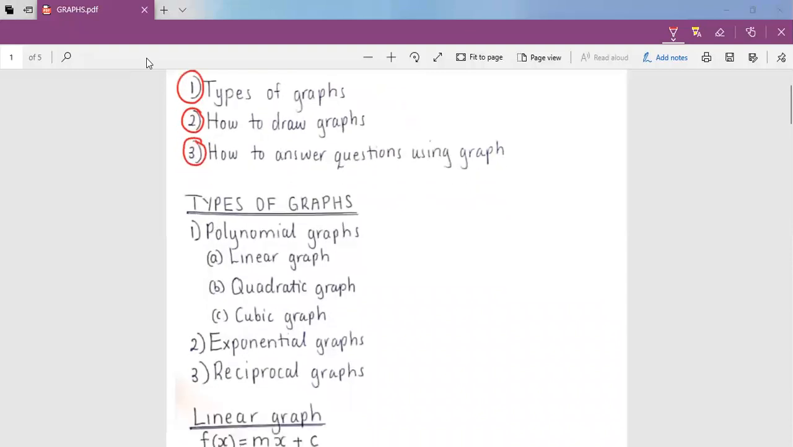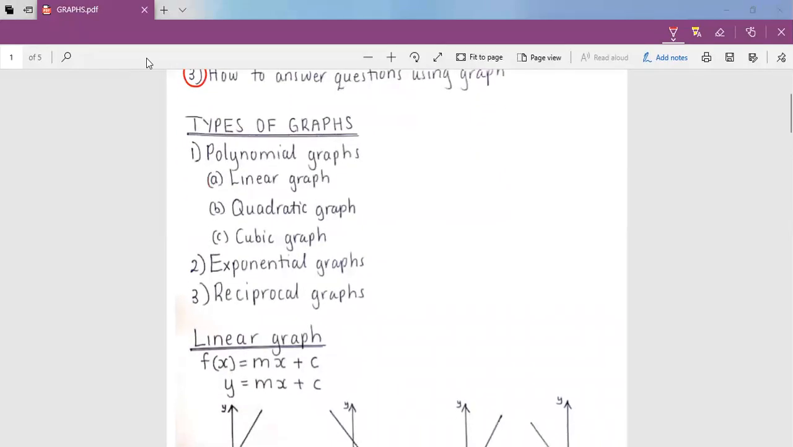To begin with, we have different types of graphs. Number one, we have what we call the polynomial graphs. Remember last time we looked at the polynomial and we said polynomial is the increase of powers. Remember we started from power zero. We came to power one, power two, power three, power four. And we say these powers will increase nonstop. So that is the polynomial system.